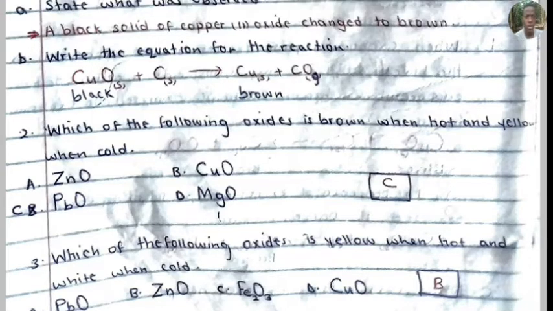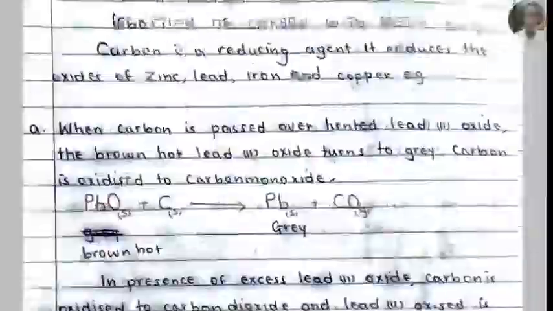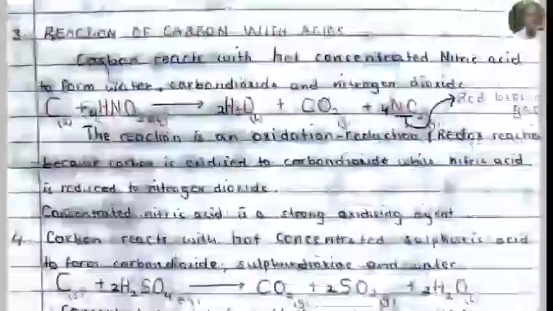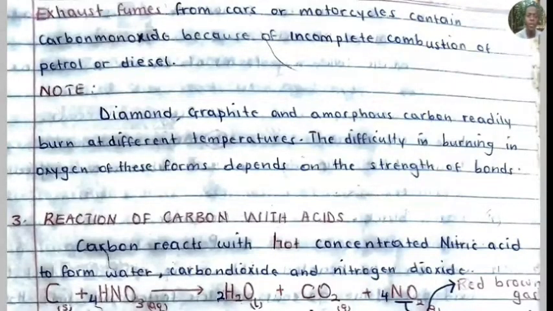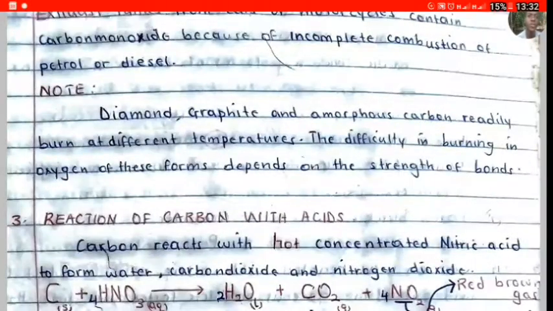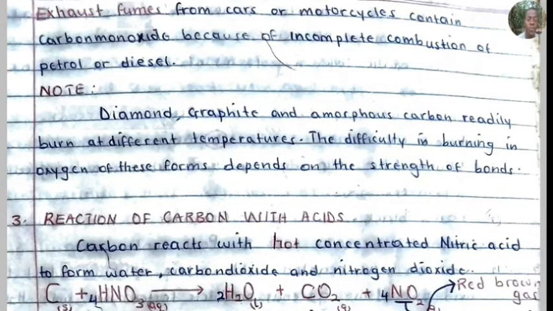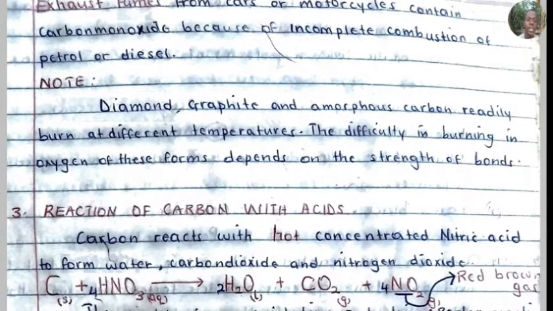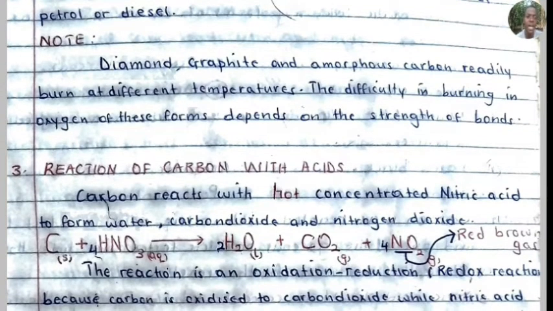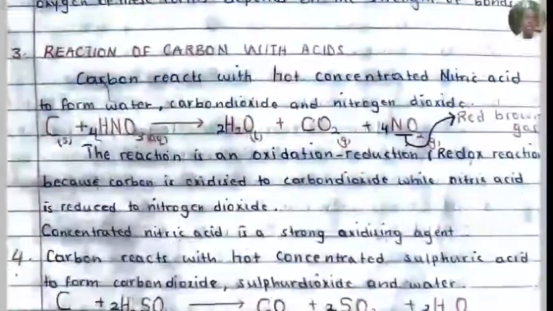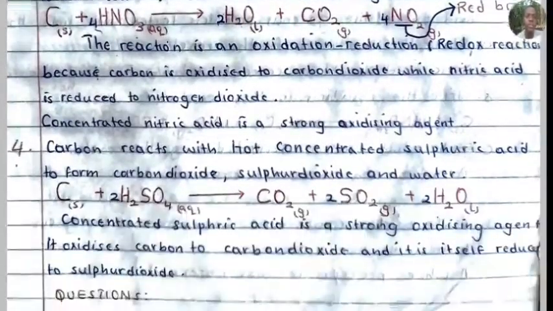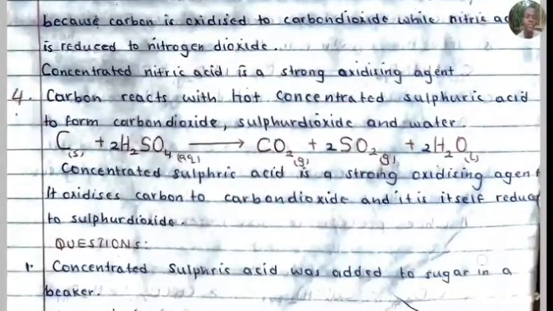So our lesson 3 is ending from here. We have seen very many things in this lesson. We have seen the reaction of carbon with acids, so we have tackled all the chemical reactions of carbon. We have seen how it reacts with air, that is oxygen, to form carbon dioxide if it is in excess, or carbon monoxide if it is in limited supply. We have seen how it reacts with acids, for example nitric acid, where the observation is a red-brown gas, and also sulfuric acid.